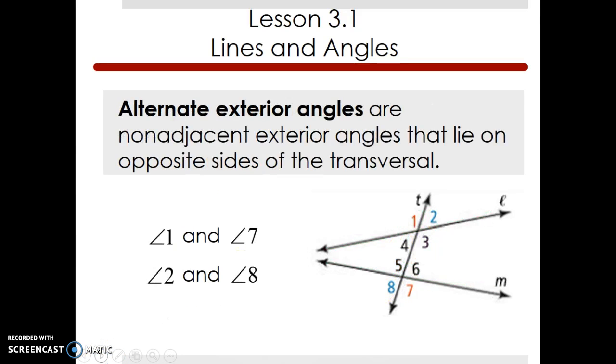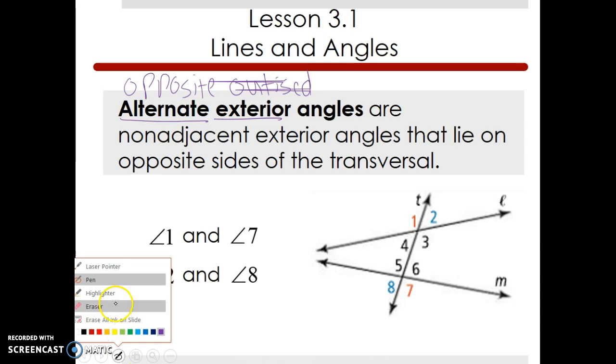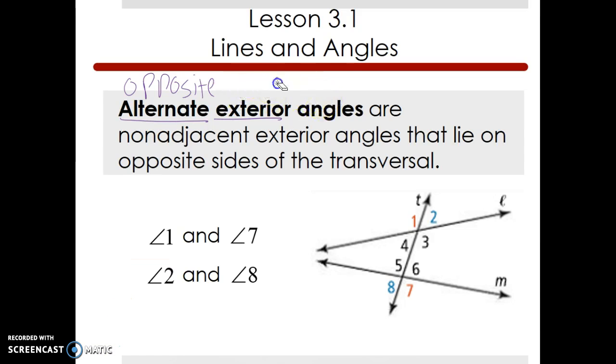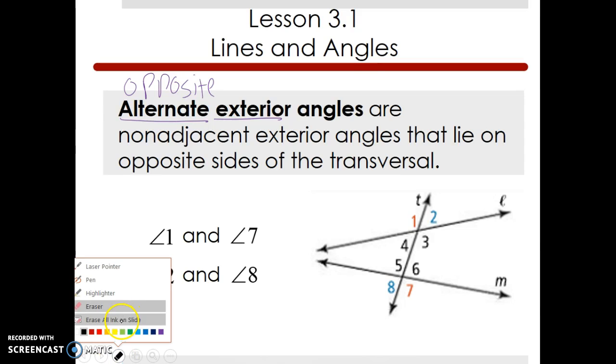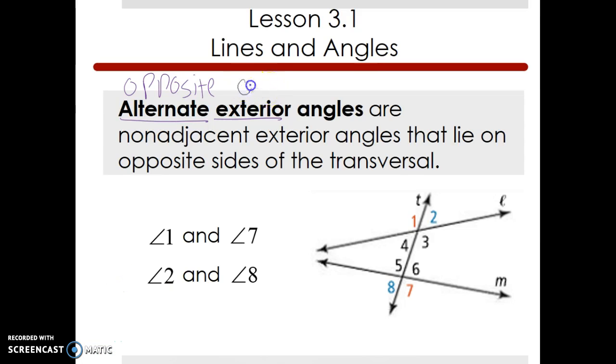And the last one is alternate exterior angles. Again, alternate, opposite, exterior, outside. Whoops, I did not spell outside correctly. Outside. So they are again on the outside, but opposite sides. So 1 and 7, 2 and 8.